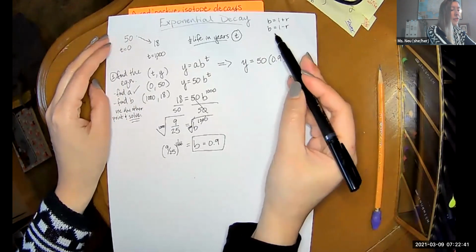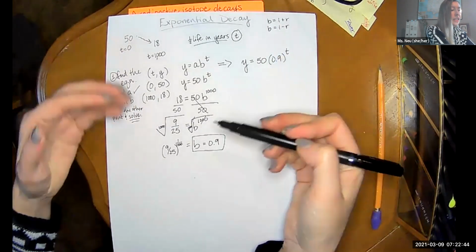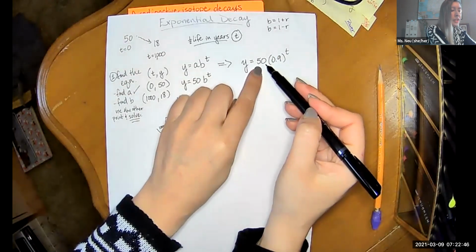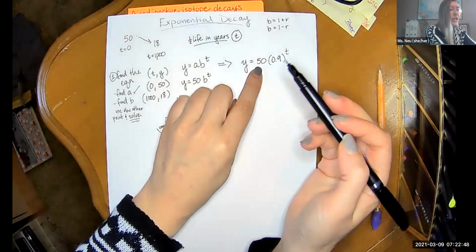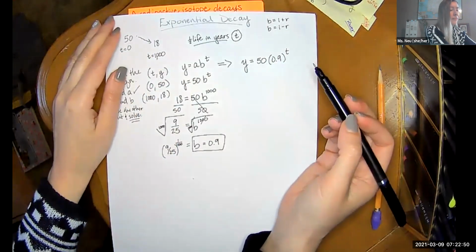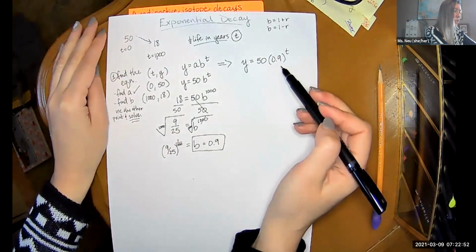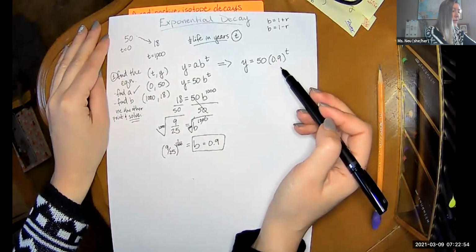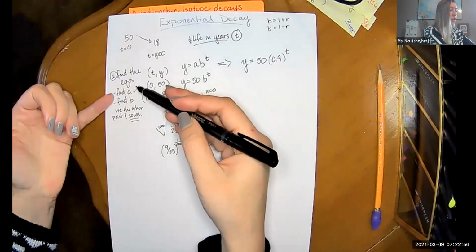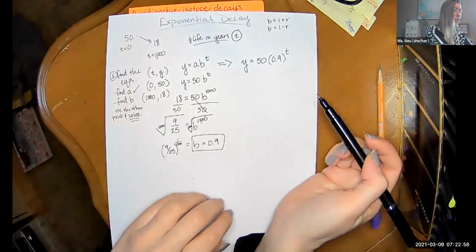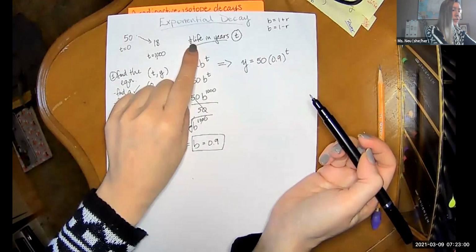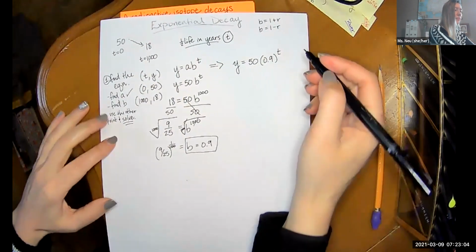But I know this is decay because it's less than 1. If you get a number for B that's greater than 1, it's increasing. You're multiplying something by a number greater than 1, it's going to be increasing every year. All right, so I'm pretty sure this equation looks good. And now I found my equation. Step 2 is going to be to find my half-life in years.